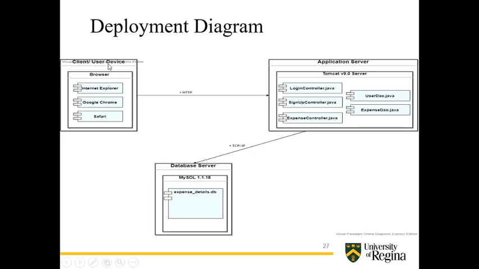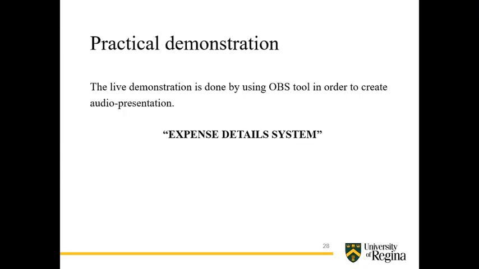Here, the client or the user device uses any browser like Internet Explorer, Google Chrome or Safari. On all these, it is accessible. So it uses GET and POST methods of HTTP. So it sends an HTTP request to the application server, which is directly connected to the database server. So here it verifies the information. After verifying, it retrieves the data from the database. It reverts back the query result in the form of an HTTP response to the client. So this is the actual deployment diagram.